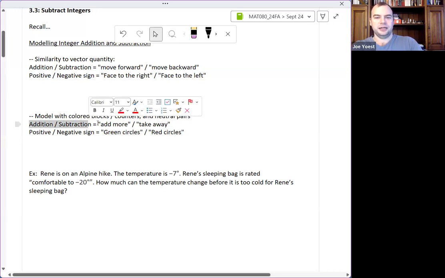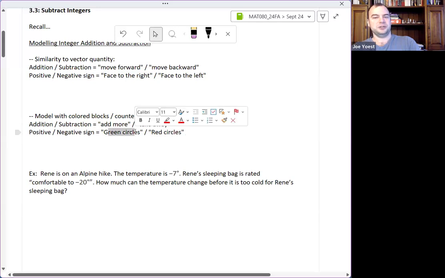And I'm thinking of addition and subtraction as meaning either add more or take away. So I might want to, for instance, add more red circles, or in another context, maybe take away some green circles, so I can combine these in different ways.